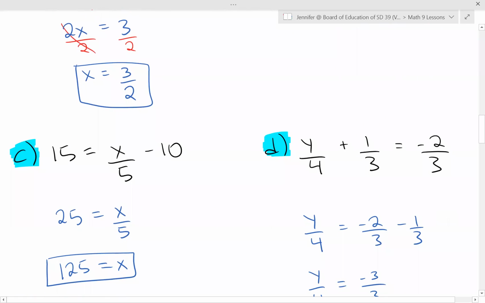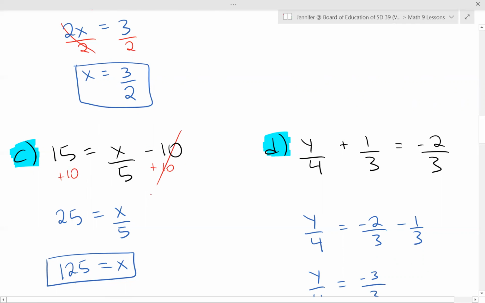Next example, so 15 equals x over 5 minus 10. Have to get x on its own. So the first thing we're going to do is deal with this negative 10 here, because the subtraction or addition will come before multiplication or division. So we have to add 10 to both sides.